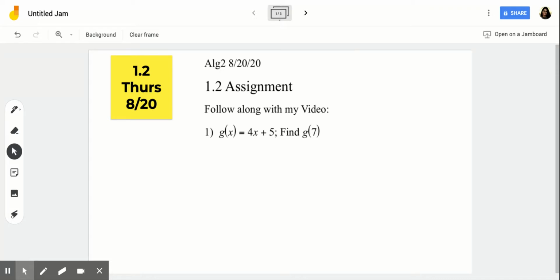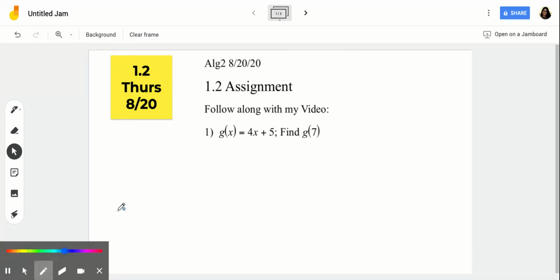So if you haven't had a chance, you can just title your notes, put your name at the top, title it with 1.2 Thursday 8:20, and then the first 4 problems I'm doing with you, and then you're going to click on the worksheet and you're going to do the rest of the problems yourself. And remember, you have till Sunday night to complete this, so plenty of time.